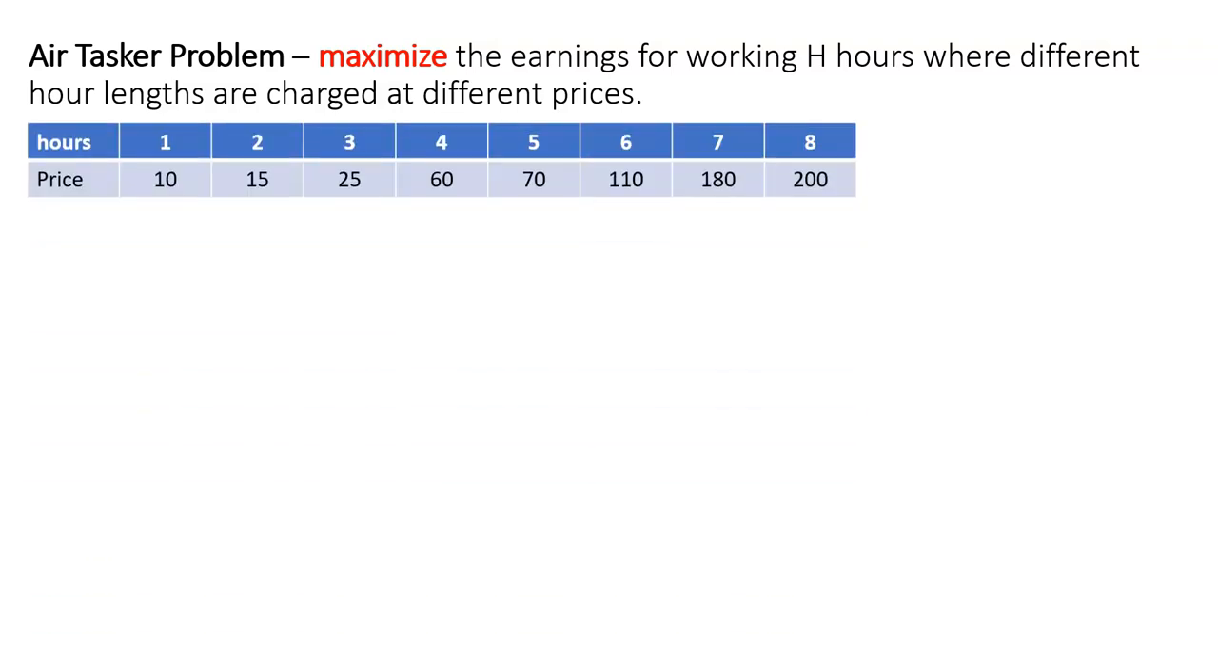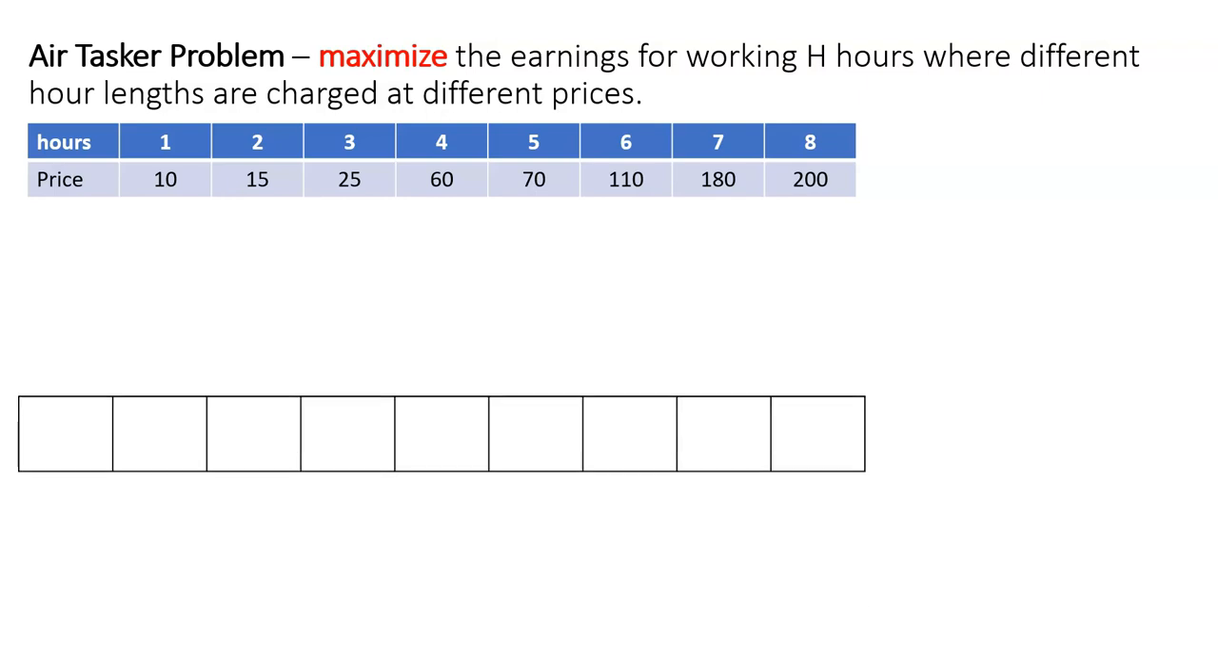So say this was the price table that they're working with. They're going to charge $10 for 1 hour jobs. For 2 hour jobs, they're going to charge $15. For 3 hour jobs, $25. 4 hours, $60. 5 hours, $70. 6 hour jobs, $110. 7 hour jobs, $180. And 8 hour jobs, the whole allocation, is $200, I guess.